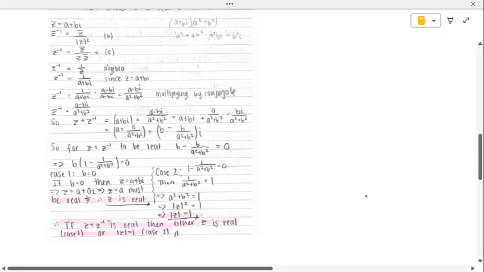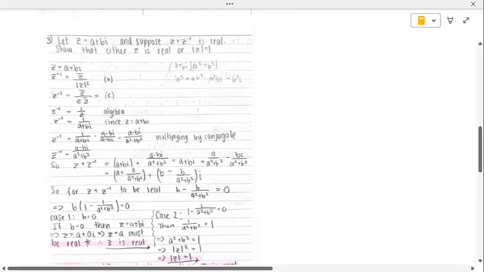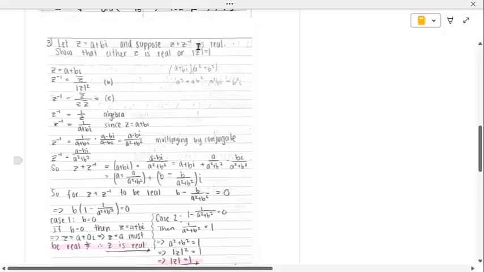The next one was supposed to show that something was pure real. Suppose z plus z inverse is real. Then either z is real or the absolute value of z equals 1. Okay, so z equals a plus bi.